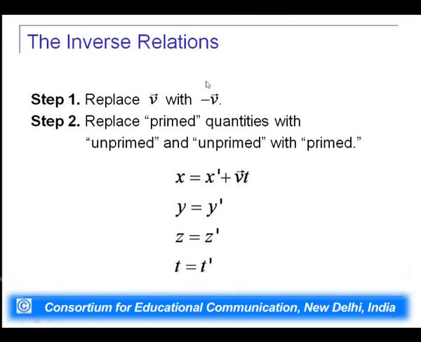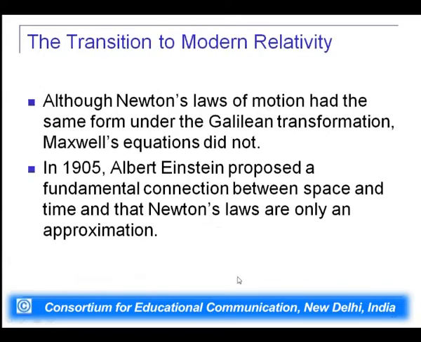The inverse relation: if the velocity is replaced by minus v, meaning the frame is moving in the opposite direction with velocity minus v, then we replace primed quantities with unprimed and unprimed with primed. Then we define x is equal to x dash plus vt. y is equal to y dash, as it is moving along the x-axis so only this value will change, otherwise all are parallel to each other. That is, y is equal to y dash, z is equal to z dash and t is equal to t dash.